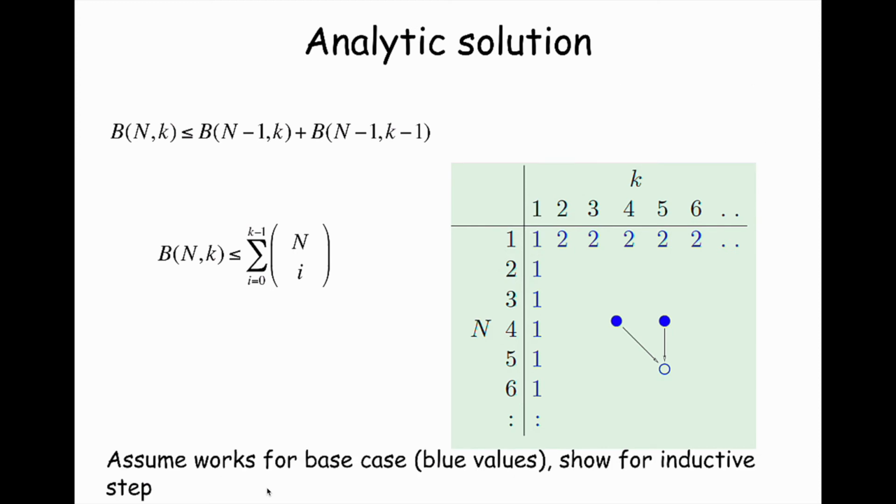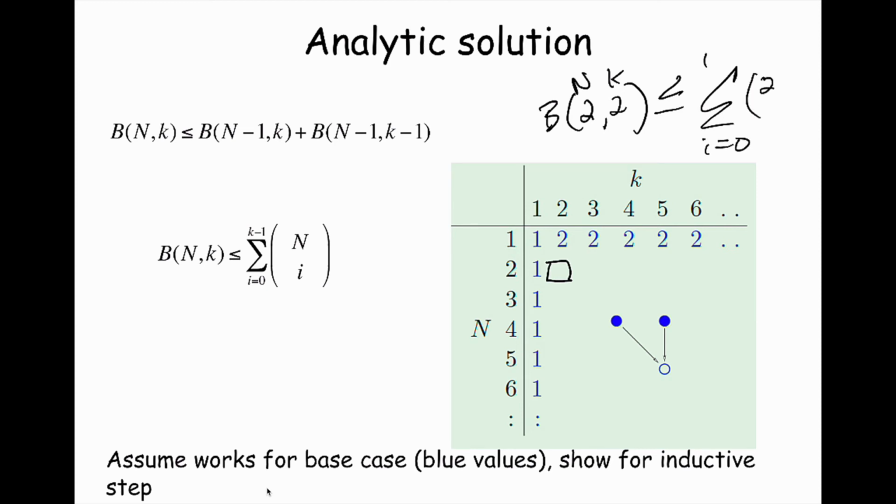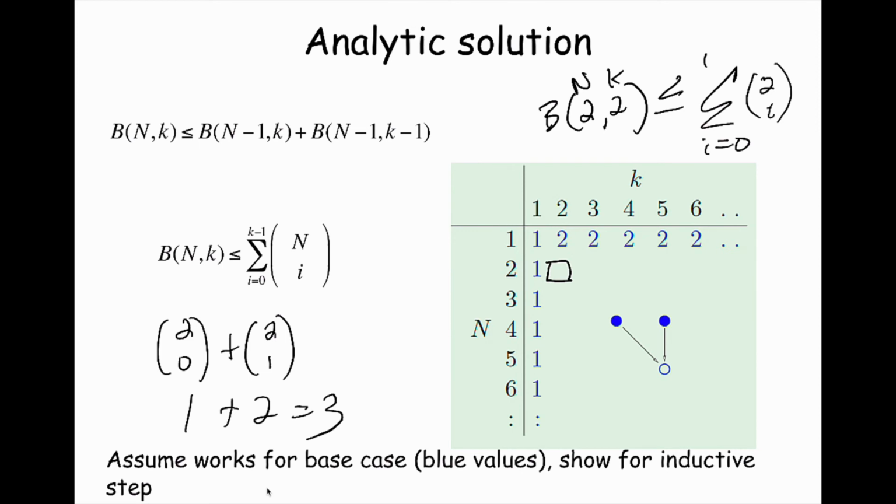And so for the inductive case, we consider this position here, 2, 2, right? And we said, all right, if we write in b of 2, comma 2, where n equals 2 and k equals 2, that's just less than or equal to the sum, i goes from 0 to k minus 1, which is 1, of 2 choose i, right? And so if you do that sum, that's 2 choose 0 plus 2 choose 1, which is 1 plus 2, which is equal to 3, right? And so we've shown it works for the inductive step.